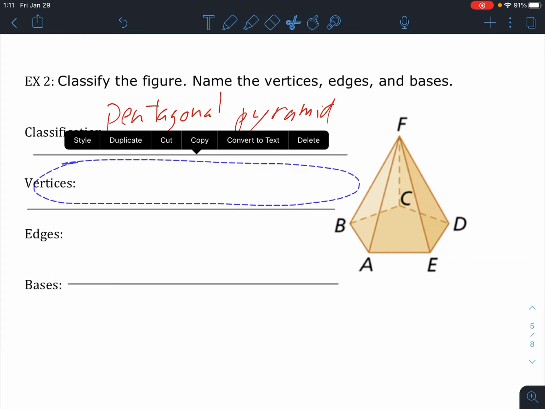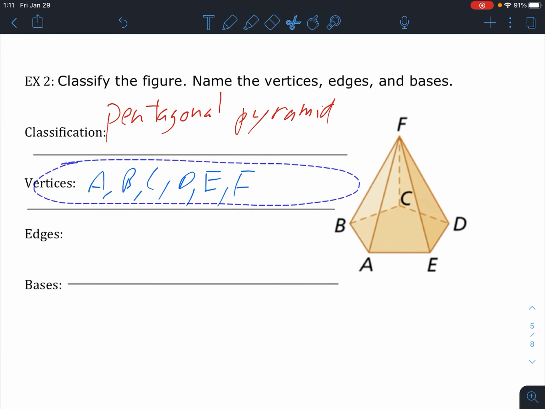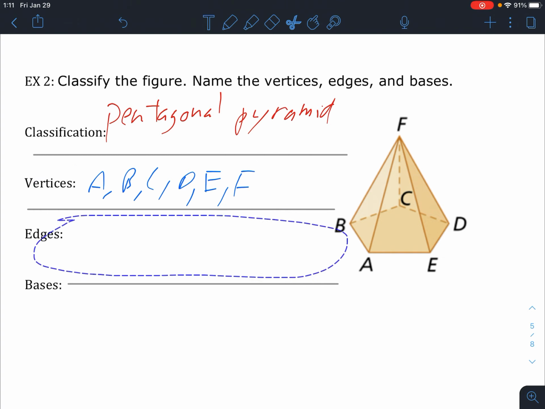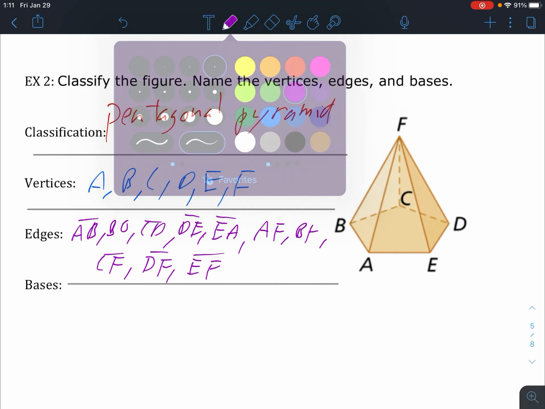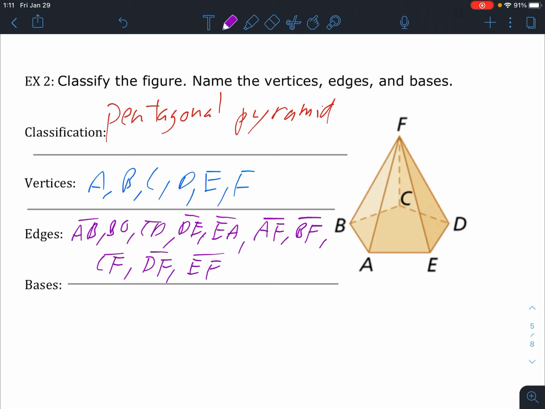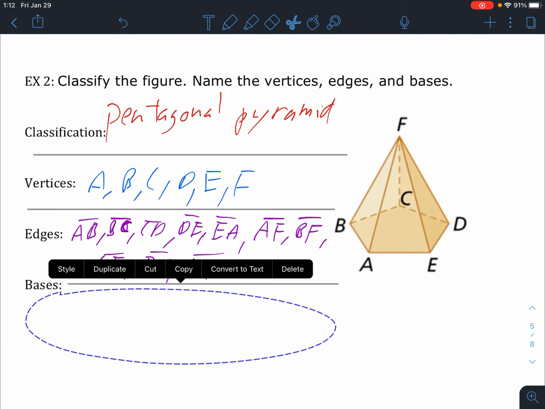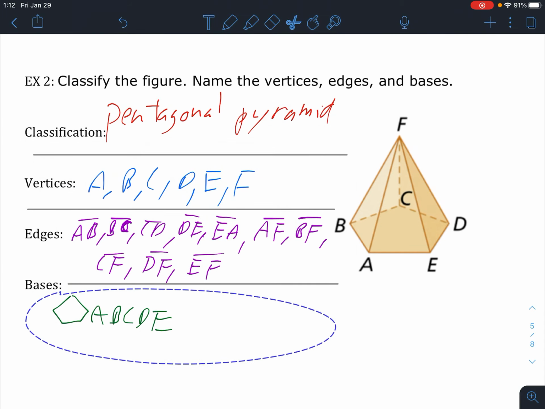All right, a couple fewer vertices this time. Only 6. Again, any order is fine. Edges as well. There's definitely a couple fewer here. This time we have 10. Again, make sure that you have segment hats over all of them. So the 5 around the pentagon and the 5 that extend close to F. And bases, pyramids only have one base. And this shape is a pentagon, so it's pentagon A, B, C, D, E.